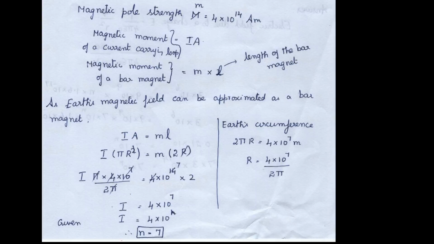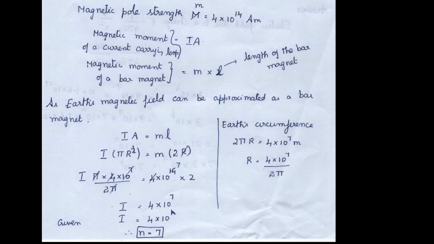We already know that the magnetic moment of a current carrying loop is given as I into A, that is current into area. And the magnetic moment of a bar magnet is M into L. M is the magnetic pole strength that is already given in the question as 4 into 10 raised to 14, and L is the length of the bar magnet. So as Earth has been approximated as a bar magnet, we can write I into A is equal to M into L. So A is the area of the Earth.